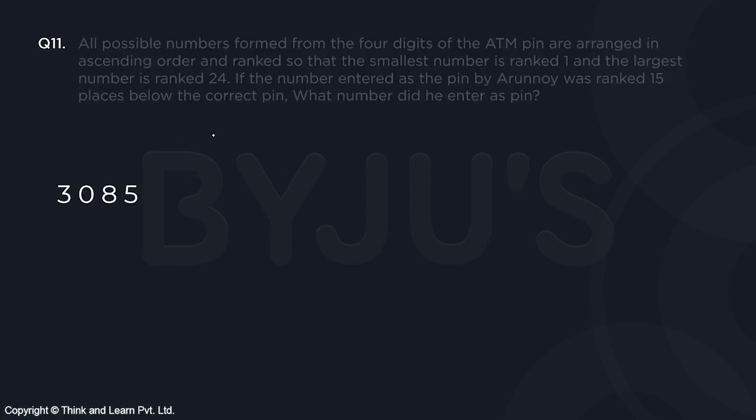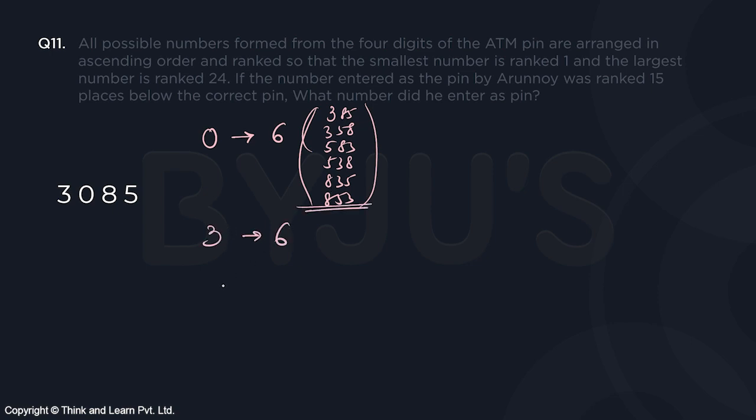If I write all the numbers, the number starting with 0 would be 6, that is 3 factorial. Because using 385, I can make 6 numbers: 385, 358, 583, 538, and then 835 and 853. So the numbers starting with 0 are 6. Similarly, the numbers starting with 3 would also be 6. Starting with 5 would also be 6. And starting with 8 would also be 6. So these are the total 24 numbers that will be formed.